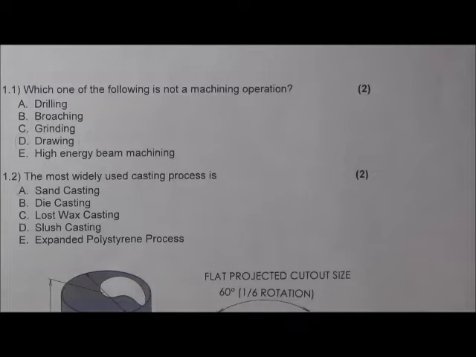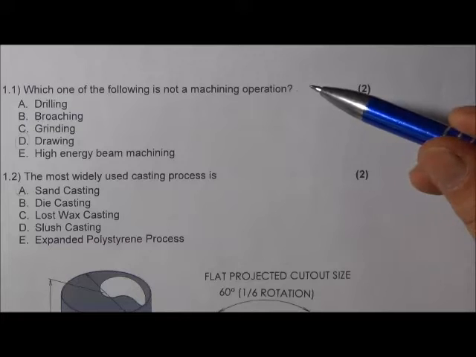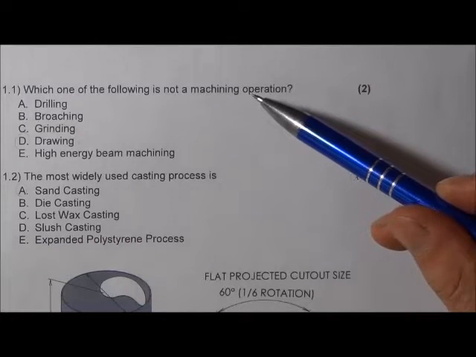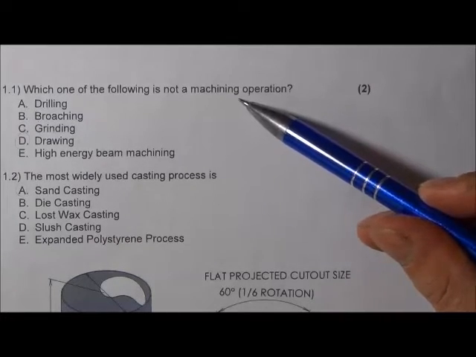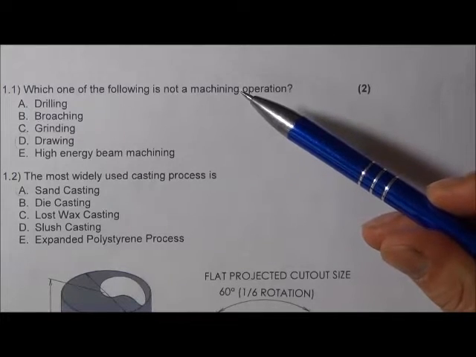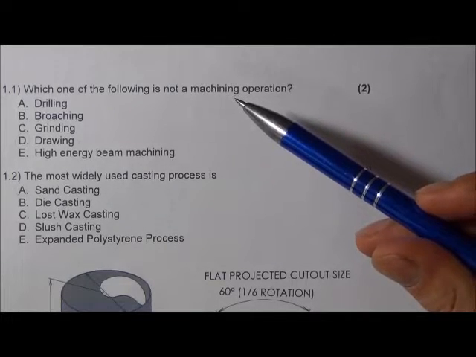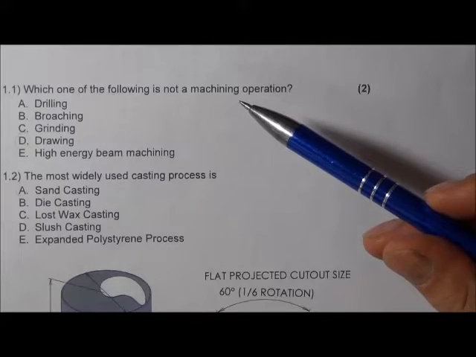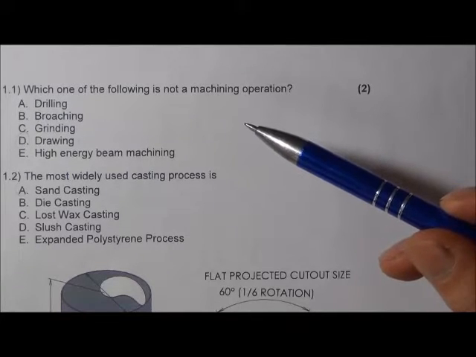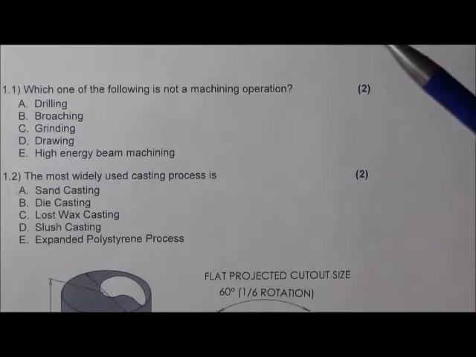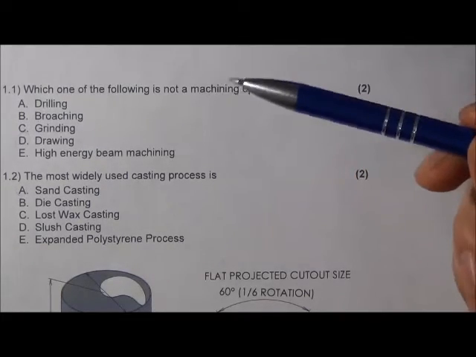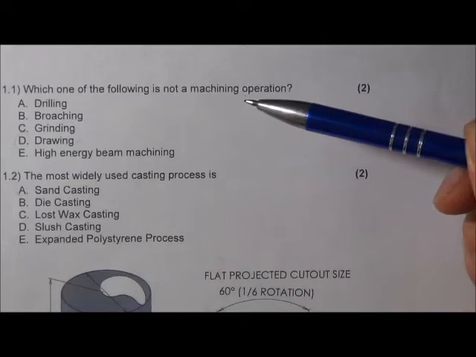Let us have a look at the manufacturing section of the final exam of 2012. Question 1.1 says, which one of the following is not a machining operation? So remember, machining is when we specifically cut away material or remove material in very specific locations to yield a final part shape that we desire. So basically any cutting process would fall under machining.